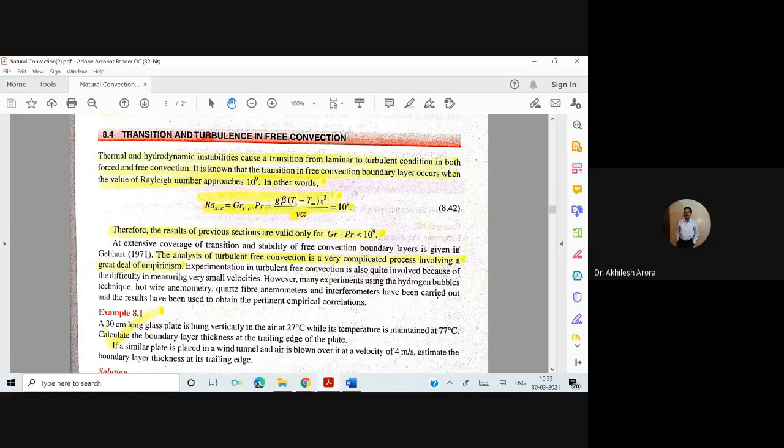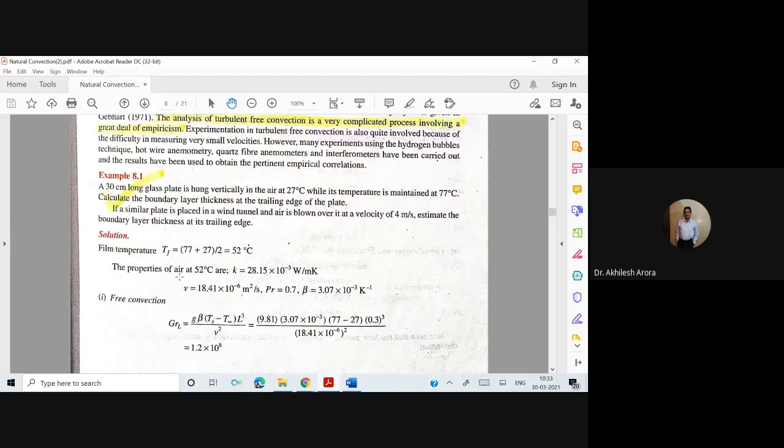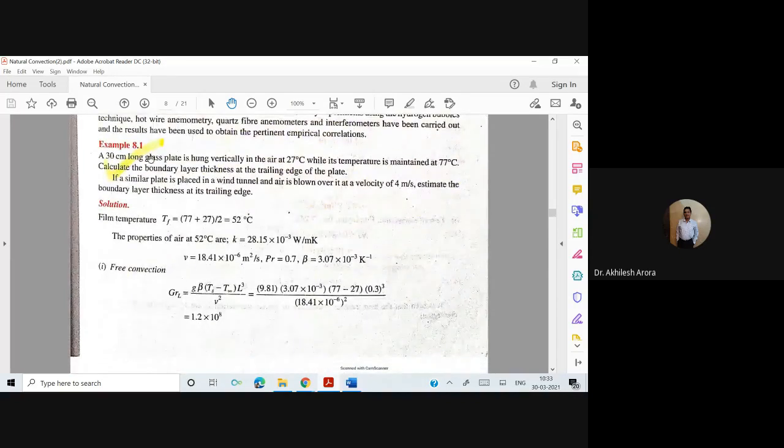So this is the numerical problem which is given here. There is a long plate which is hung vertically in the air at 27 degrees Celsius. It is a 30-centimeter long plate. Its temperature is maintained at 77. Calculate the boundary layer thickness at the trailing edge of the plate. If a similar plate is placed in a wind tunnel and air is blown over it at a velocity of 4 meter per second, estimate the boundary layer thickness at its trailing edge. So it's only trying to compare the value of the boundary layer thickness in both cases.